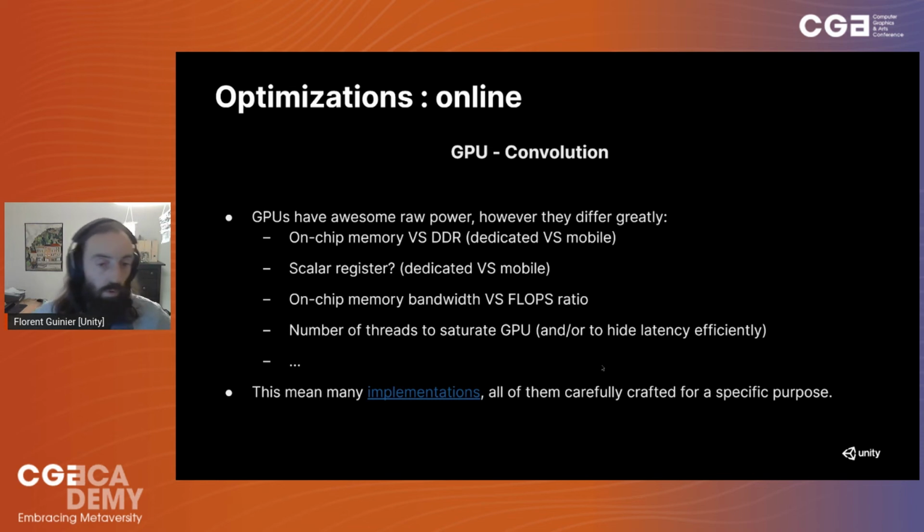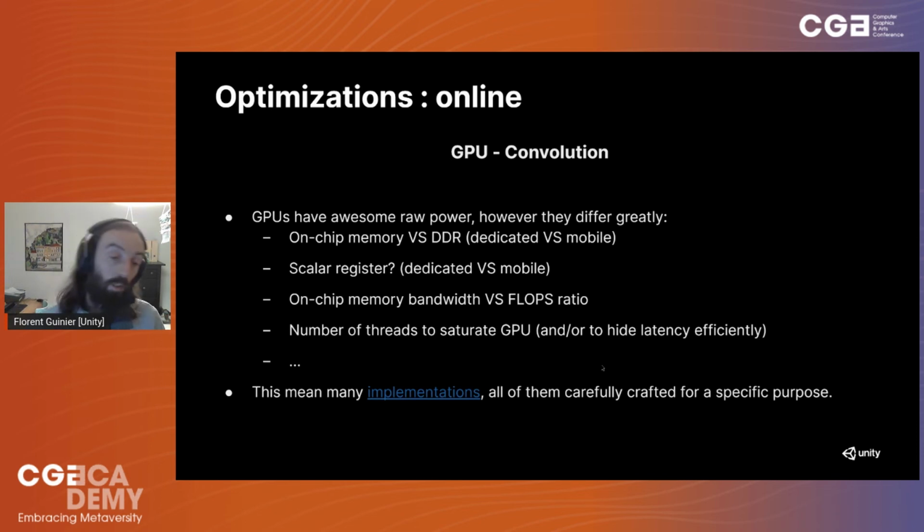To highlight a bunch of things that differentiate one GPU from another: on-chip memory versus DDR. Some mobile GPUs don't have on-chip memory, and it's probably not a good idea to use it in that case because you might end up thrashing the cache. Scalar registers, some mobile GPUs don't have them, which means if you rely on that to reduce your register pressure, it's not going to happen.